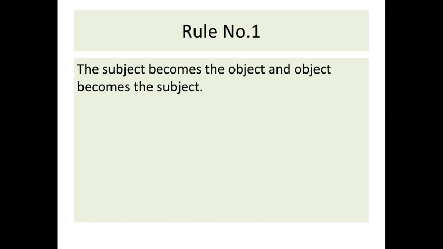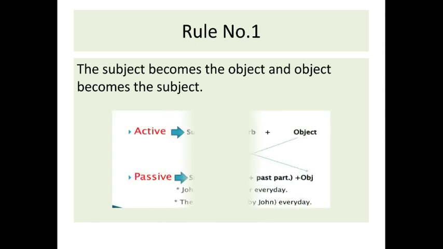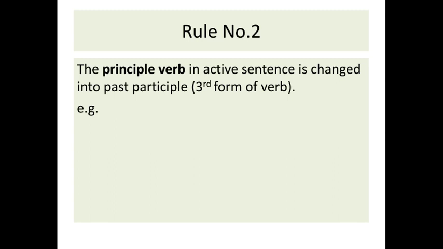According to the first rule of passive voice, the subject becomes the object and the object becomes the subject. In this example you can see the subject becomes the object in passive voice and the object of active becomes the subject of the passive. John washes the car every day. In passive voice, John becomes the object of the passive and the car becomes the subject of the passive. The car is washed by John every day.